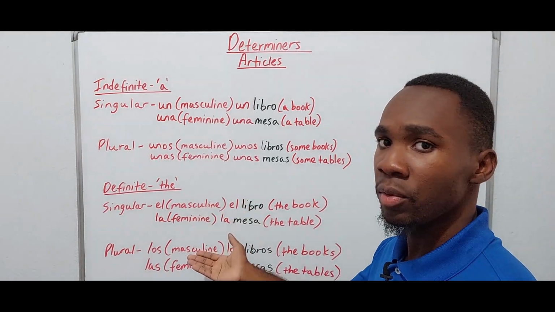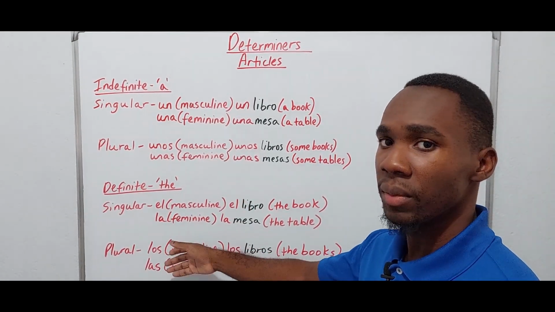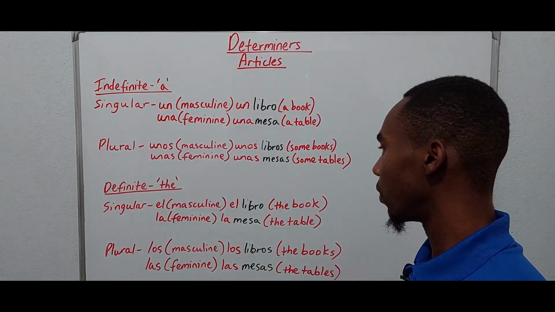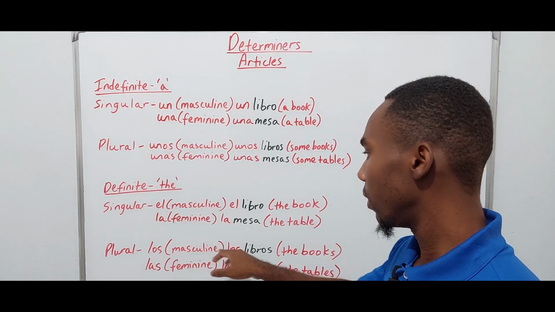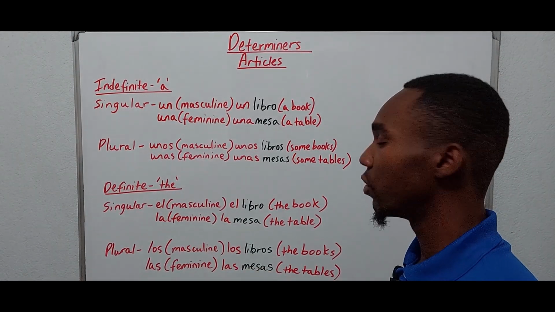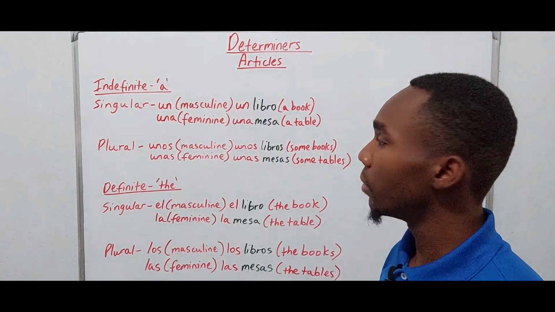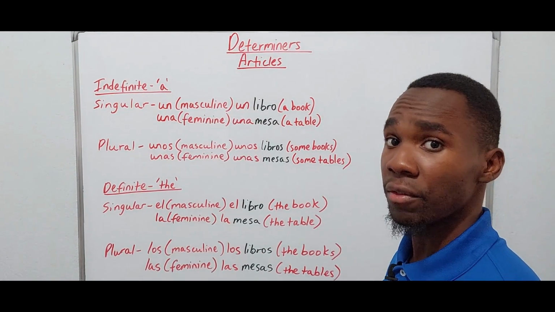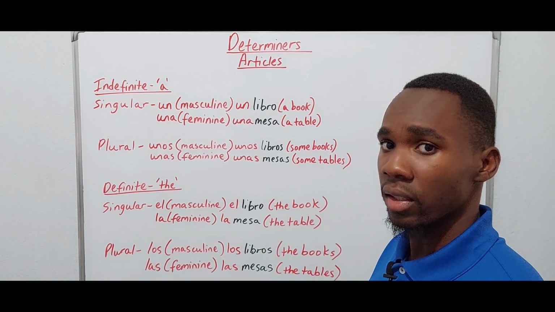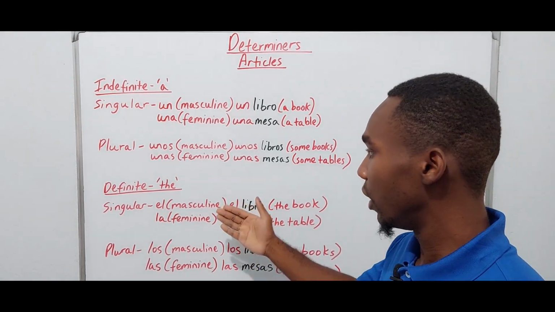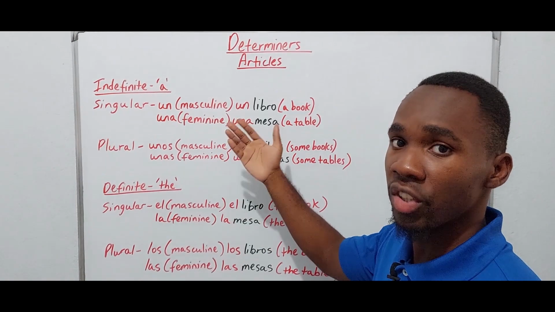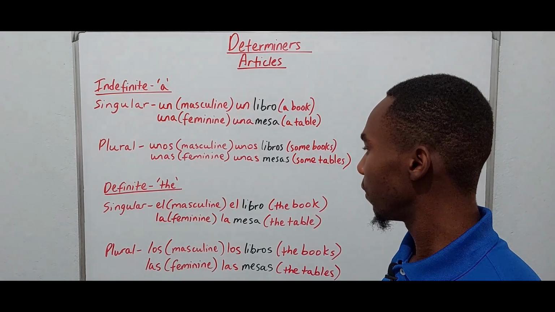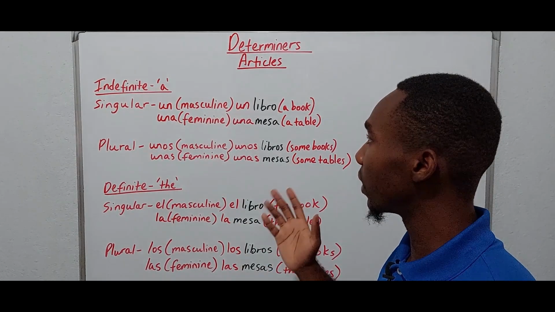And if we want to make these plural, well, the masculine is going to be a little different. We say los. So los libros, the books. Las mesas, the tables. So when it comes to articles, this is how gender would affect articles. You have to choose the right article depending on the gender. As you see, the article will be different depending on the gender, and of course the number as well. So this would cover articles.